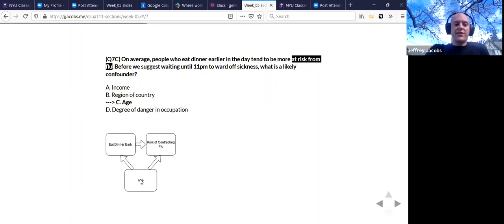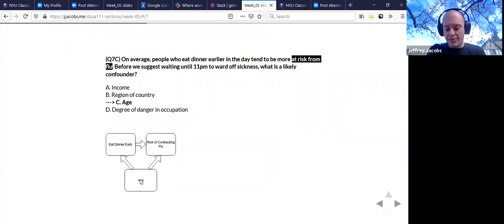So you might try region of country first, and it'd be like, okay, region of country, eating dinner early. Yeah, there could be regions of the country that don't have electricity, right? Which means they eat dinner early because they like to have sunlight. I've lived in places in the world where there are parts that don't have any electricity, and there are parts that do, even though they're in the same time zone. So people who live without electricity will eat dinner earlier. So you can draw a causal arrow there, and then also a causal arrow from region of country to risk of contracting flu, right?